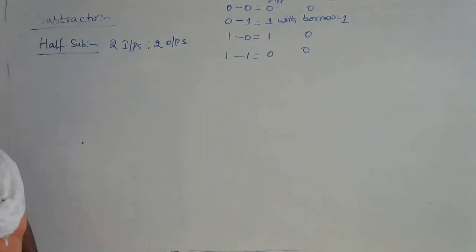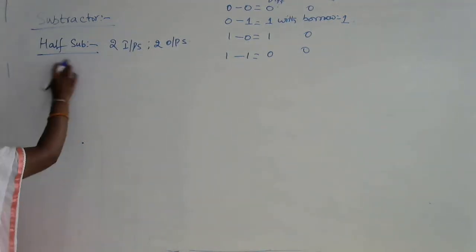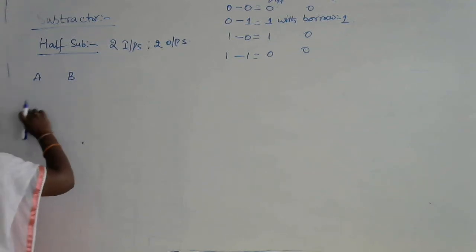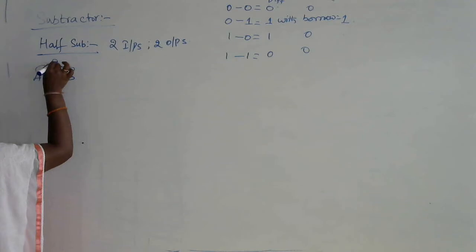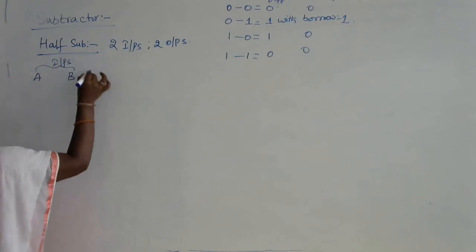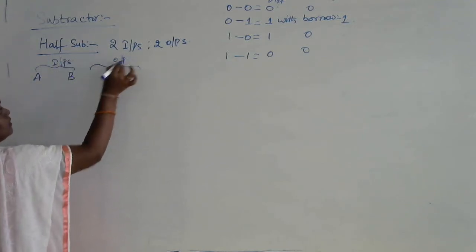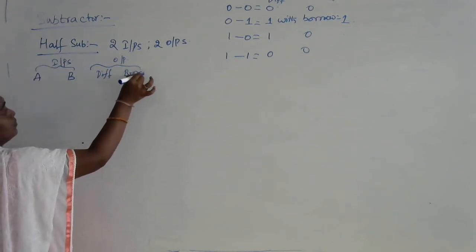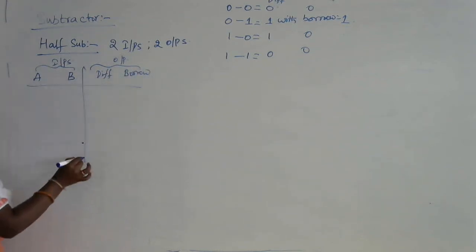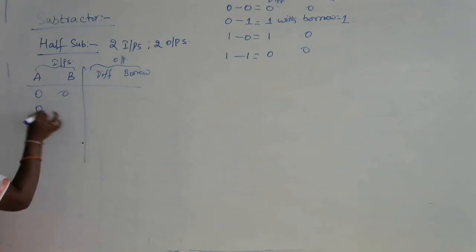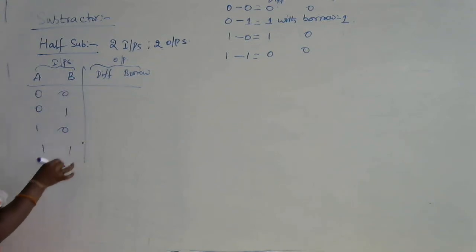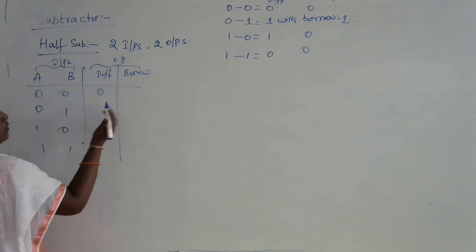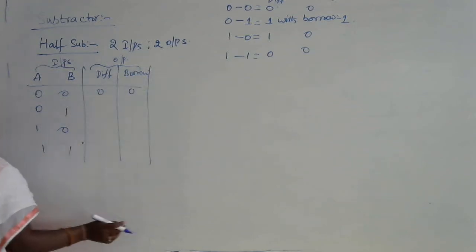So, as I am saying, a half subtractor consists of two inputs, A and B, and two outputs: one is difference and the other is borrow. With two inputs, the combinations will be 4: 0 0, 0 1, 1 0, 1 1. 0 minus 0, difference is 0. We are not taking any borrow, so it is also 0.